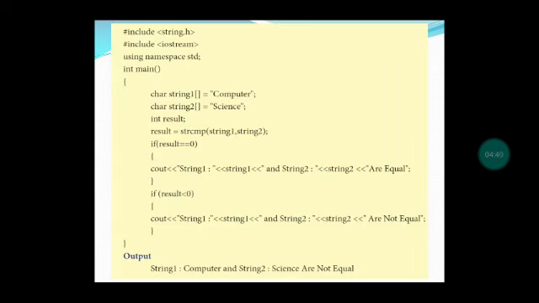Here in string 1 we have given computer and in string 2 we have given science. We are comparing string 1 and string 2. Computer and science will not be equal, so we are getting the output as string 1 computer and string 2 science are not equal. We are getting the answer like this because if both the strings are not equal, it prints the result as result less than 0. So it gives a less than 0 result, a negative value. So the strings are not equal, and the result has been printed.